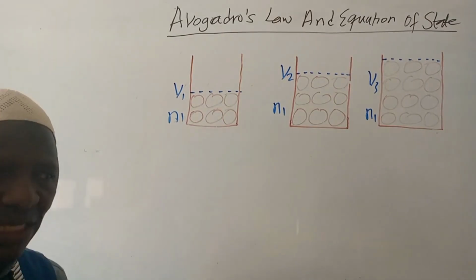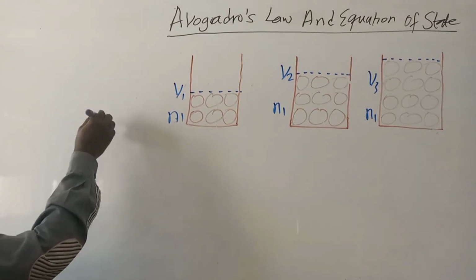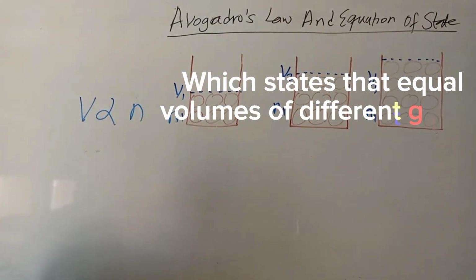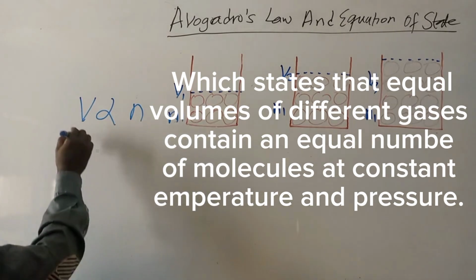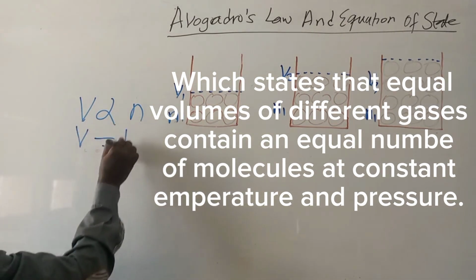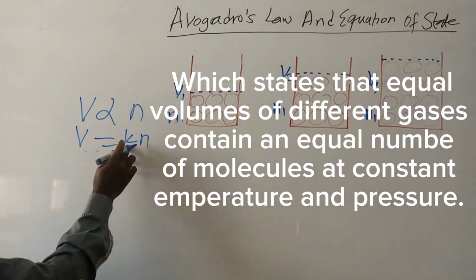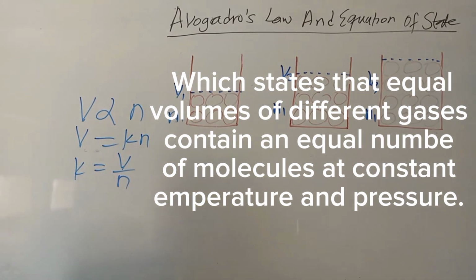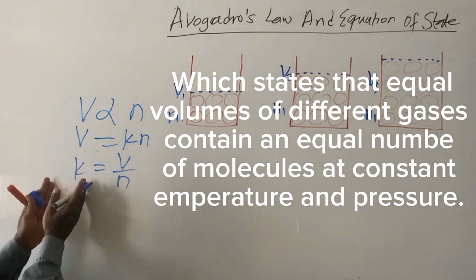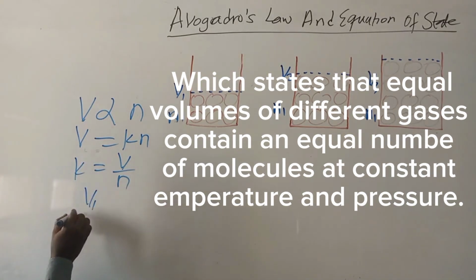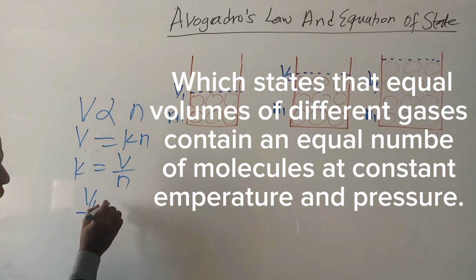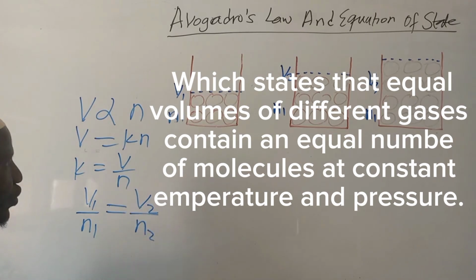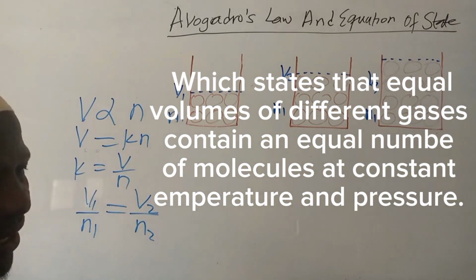Now let's express it mathematically. This made volume V vary directly as the number of moles. Therefore, V, that is volume, is equal to Kn. Make K the subject of the formula. Therefore, K is equal to V over n. As we normally do, when you have a constant like this, you have V1 over n1 is equal to V2 over n2. So this is just the summary of Avogadro's law.